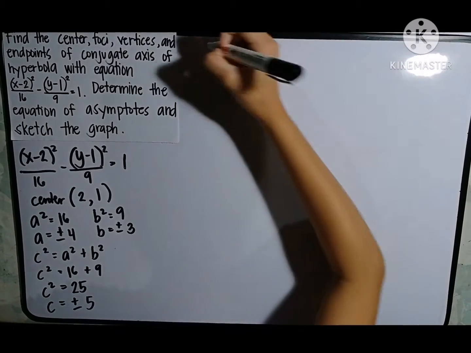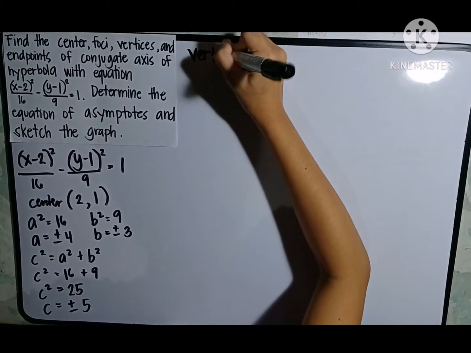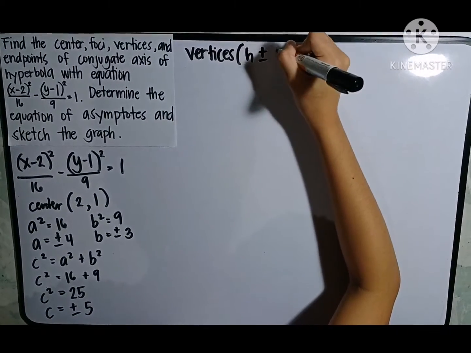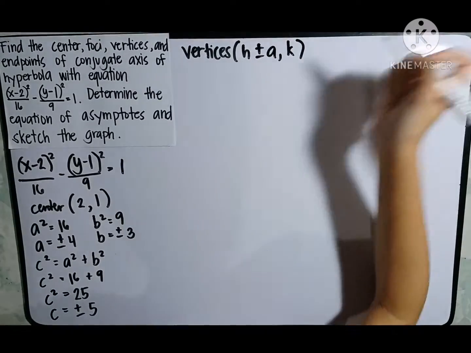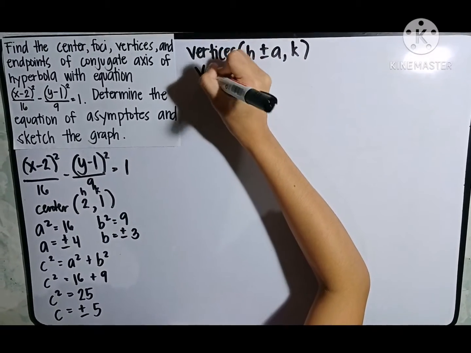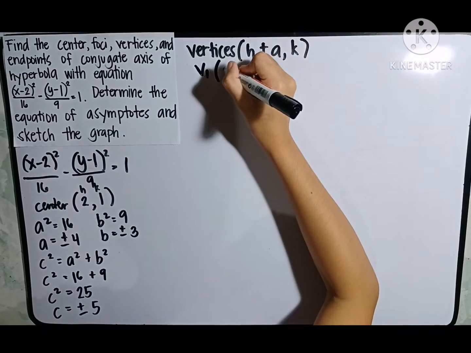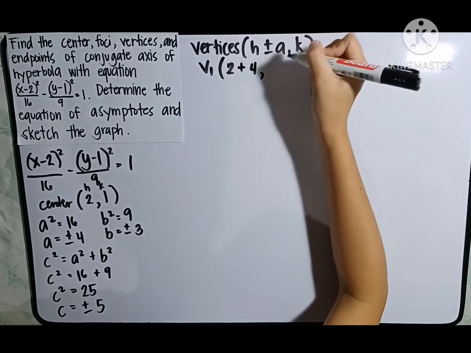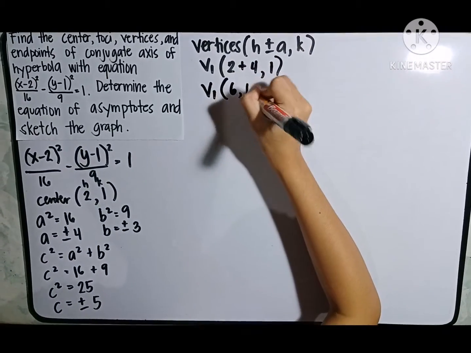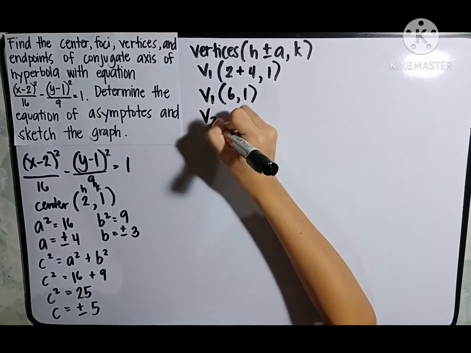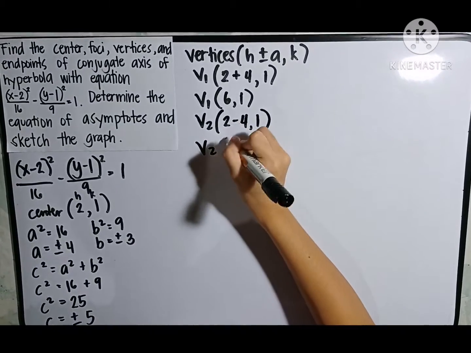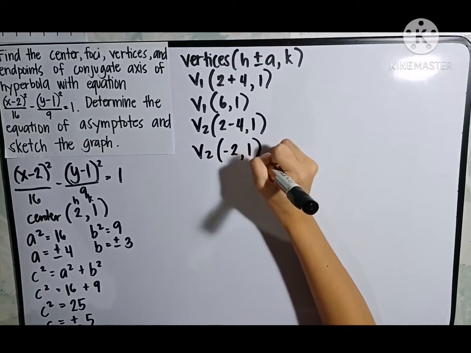Let's start with the vertices. We can identify the vertices by using h plus or minus a, k. This will be our h and this is our k. So our vertex 1 will be 2 plus 4, 1. So the first vertex is 6, 1. While the second vertex, 2 minus 4, 1, will be negative 2, 1.